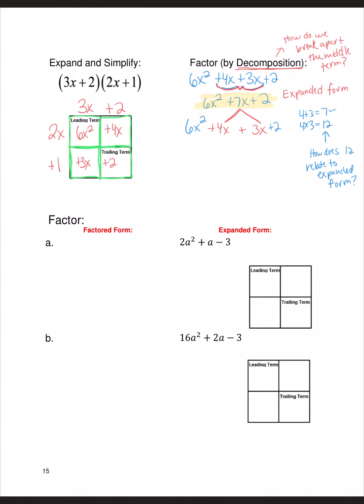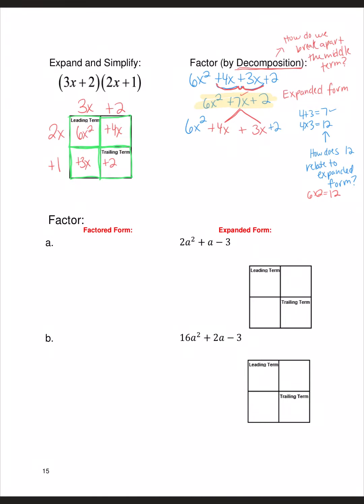Okay, we know that 4 and 3 add to 7. So that's how they relate to that number. But what about the other two numbers? The other two numbers we have are 6 and 2. Is there some way we can relate that to 12? Yeah, there is. We know that 6 times 2 equals 12.